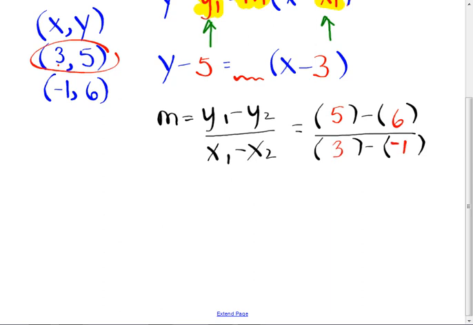So what's 5 take away 6? Keaton, what's 5 minus 6? Positive or negative? Negative. And now this is the hard part. Like I said, use a calculator if you can't do this. It's 3 minus a minus 1. I don't like double negatives, so we'll make that plus plus. That's 4. So I'm not sure you get 7. It's negative 1/4. Yeah, then you did it well.